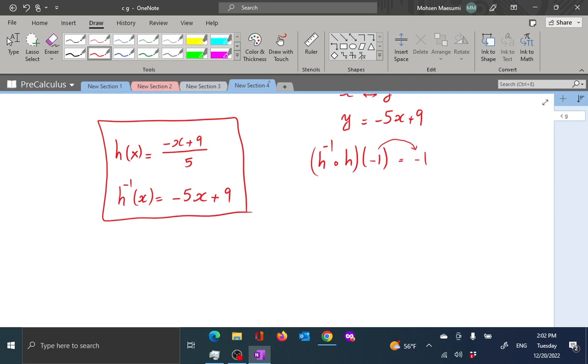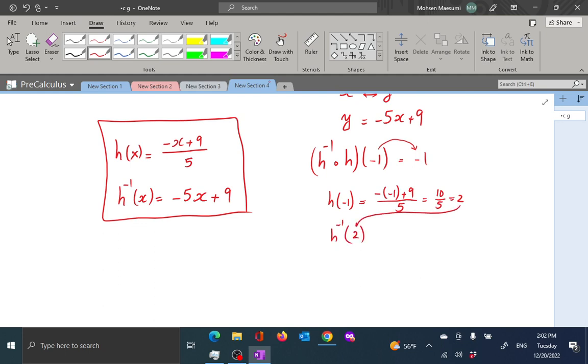First of all, what is h of minus 1? Okay, so if you want to actually calculate it, we take this number, feed it to the first function h, which means feeding it to this function, so minus 1 plus 9 over 5, so that is 1 plus 9 is 10 over 5, that is 2. Now we take this and we pass it to h inverse. h inverse of 2.